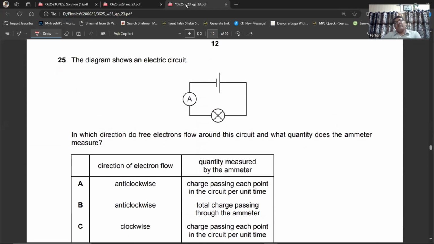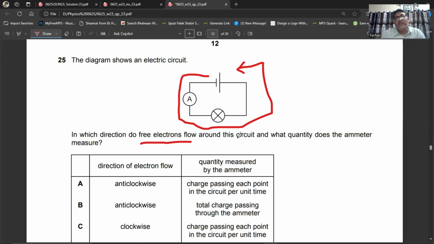Here we have question number 25. The diagram shows an electric circuit. In which direction do free electrons flow around this circuit, and which quantity does the ammeter measure? You see, the ammeter measures the amount of current, which means the amount of charge per second passing a point. Now he's talking about free electron flow. Free electron flow goes from the negative terminal of the battery and goes in this way.